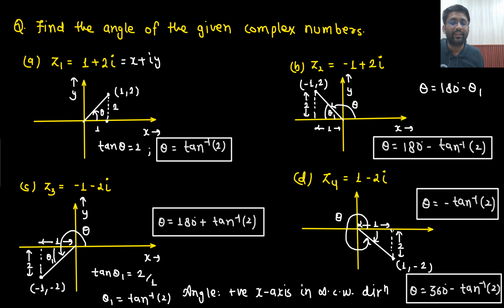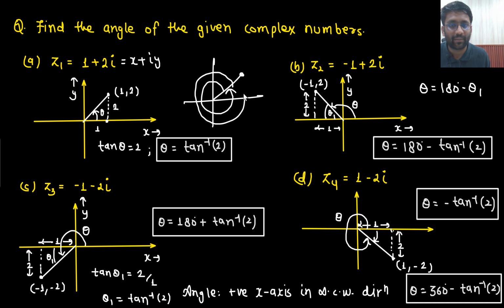And every angle will get repeated after 360 degree. Let's just say I am at this point. If I move around for 360 degree, what will I get? I will get back to the same point. Again, if I move for 360 degree, I will get back to the same point.